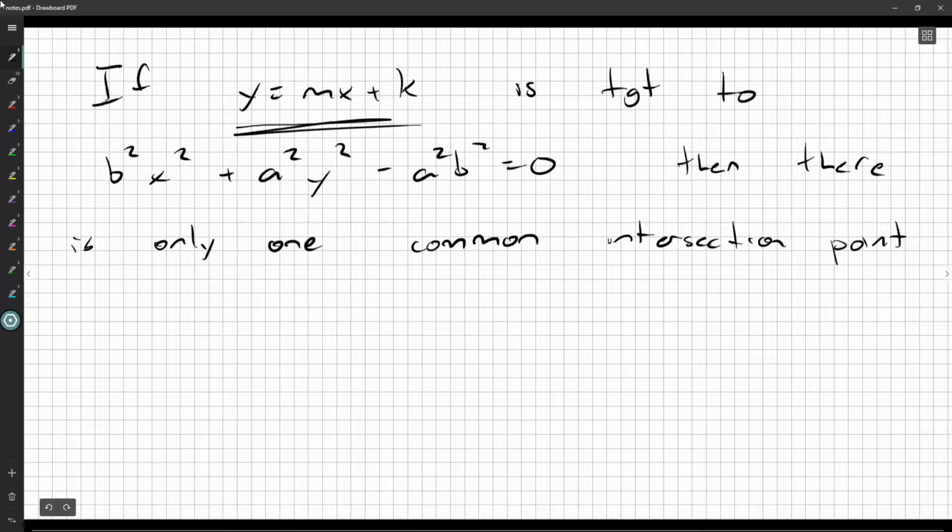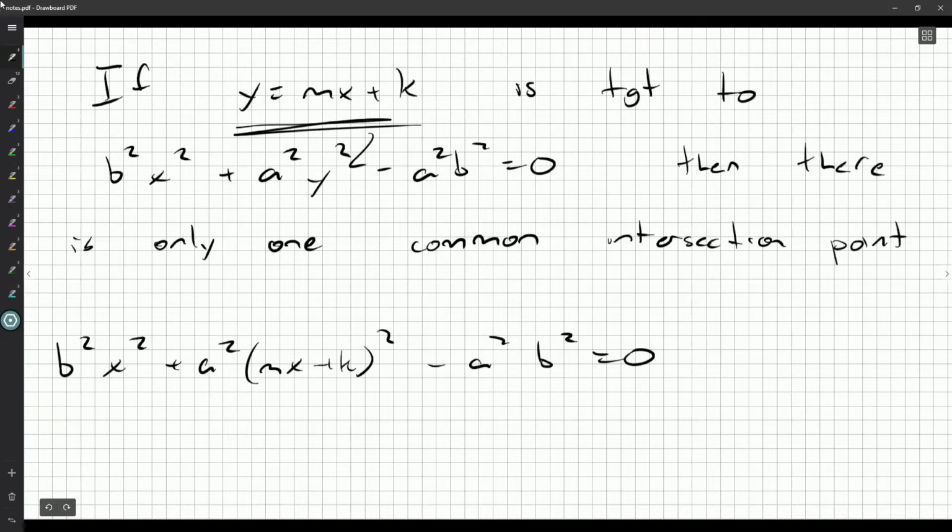So we've got an expression for y. Take that, sub it in. So b squared x squared plus a squared times (mx plus k) squared minus a squared b squared needs to be equal to 0. Take it to the next page. It was plus a squared, and then it'll be m squared x squared plus a squared, 2kmx, plus a squared k squared. I did expand that correctly, right? Yeah.